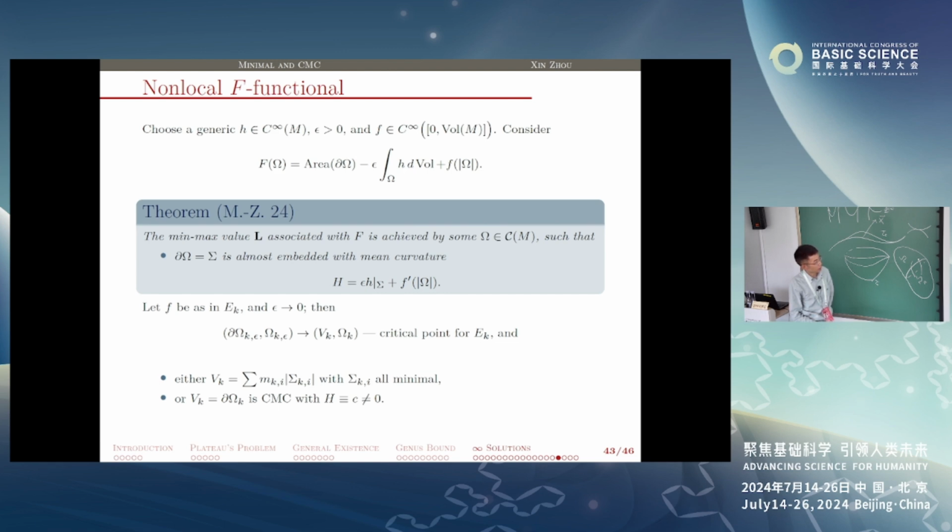Eventually, it will either converge to all minimal bubbles or converge to a non-trivial CMC. Generically, a minimal bubble which encloses half of the volume doesn't exist. So generically, we only obtain CMCs there.